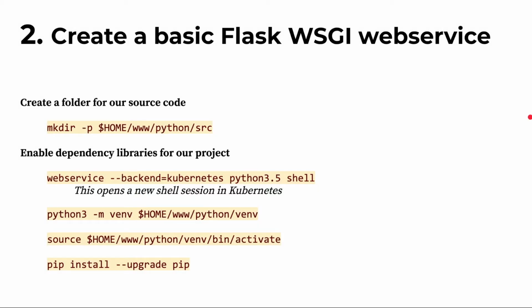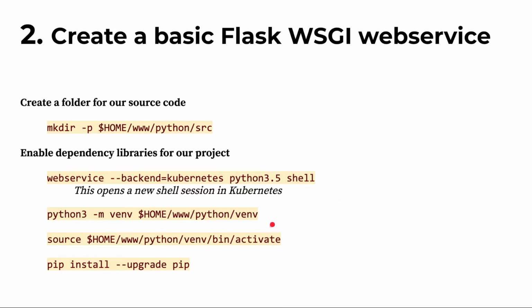Then once we are logged into the SSH session in the bastion, we will create a folder for the Python project. We will use this folder structure, /python/src, and then we will add dependency libraries for our project. We do that by opening a shell with this command line. The web service is a command line tool that's available in our SSH session, and we will specify the backend as Kubernetes and Python 3.5 as the type of project, and then shell will open a new shell session where we can do our installing.